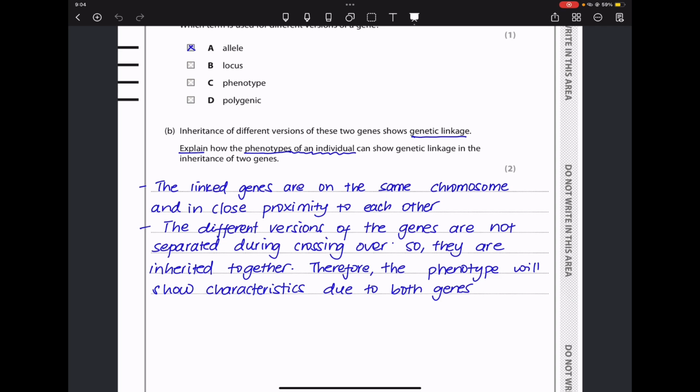Therefore, the phenotype will show characteristics due to both genes. And again, remember, they are linked, so they are on the same chromosome, they're in close proximity. It's harder for them to be separated during crossing over, so they're always inherited together.